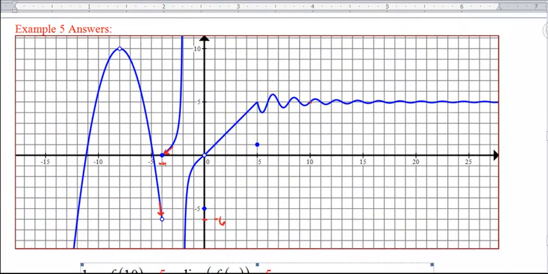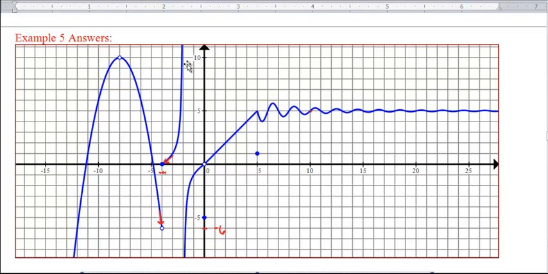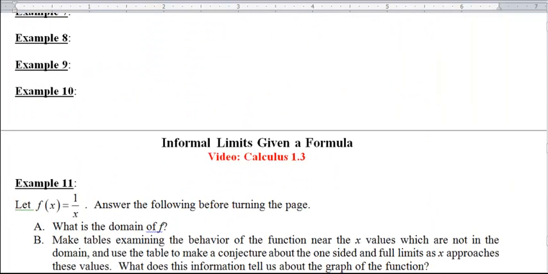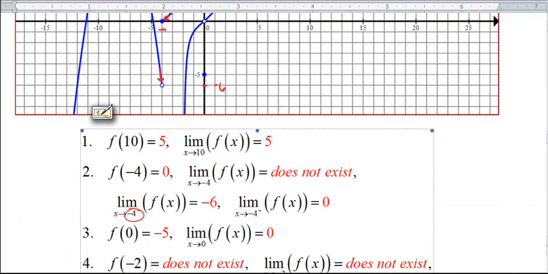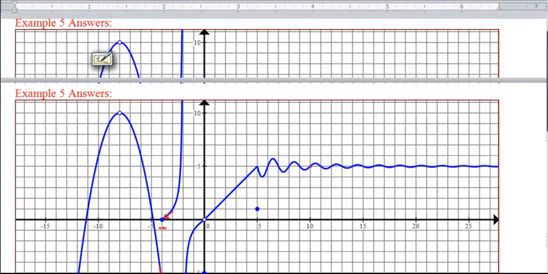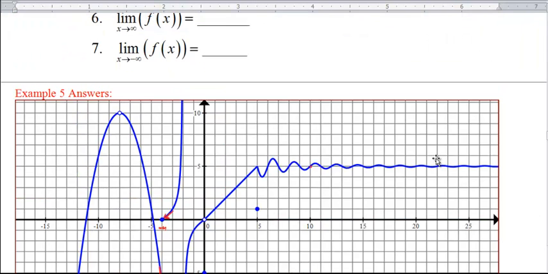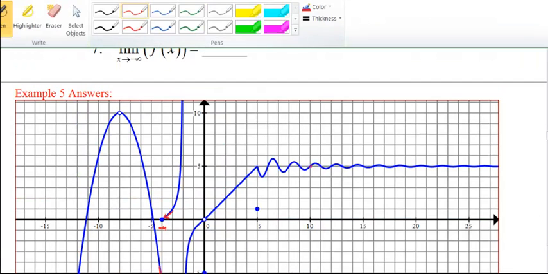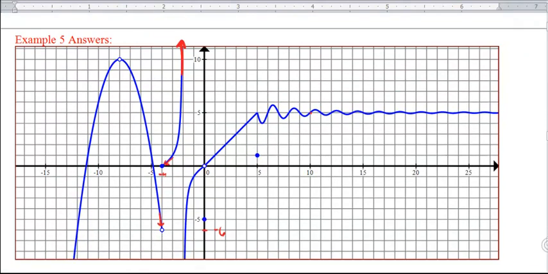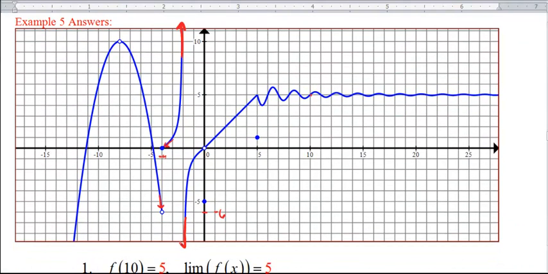Okay, let's try -2. Looking up and down the graph, it never actually touches that vertical line at x equals -2. So we say that it is undefined there. It does not exist. And the limit does not exist either. More specifically, if we come in from the left side, it's going up forever, so we say that's going to infinity. And we come from the right side, and that's going to minus infinity.